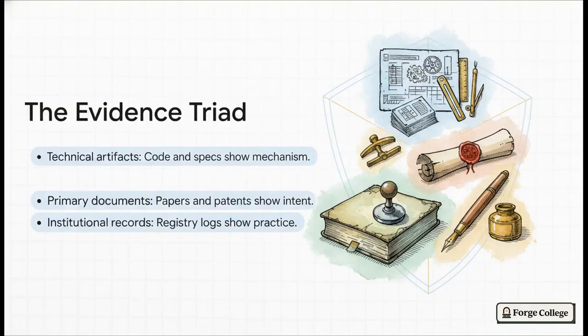To build that credible chain, you're going to rely on what we call the evidence triad. Honestly, think of this as your secret weapon for building an unshakable case file. You need technical artifacts to prove the mechanism physically existed in the first place. You need primary documents to prove the creators explicitly intended to solve a specific problem. And you need institutional records to prove that society actually put the practice to work. Combine all three of those, and your argument suddenly becomes bulletproof.